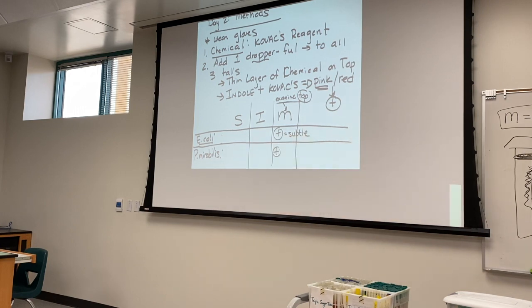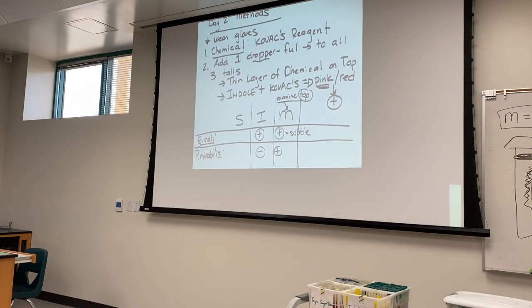And then which one was positive for indole? Hopefully your E. coli. You get the pinky red. And then the sulfur reduction should be the other organism, the P. mirabilis, and E. coli is negative.